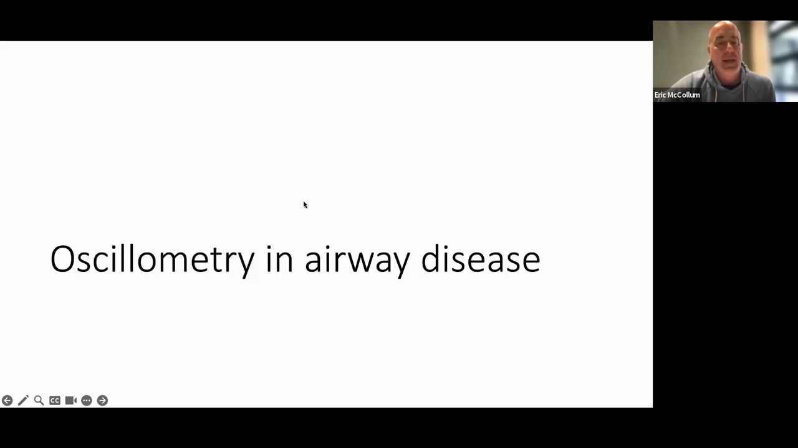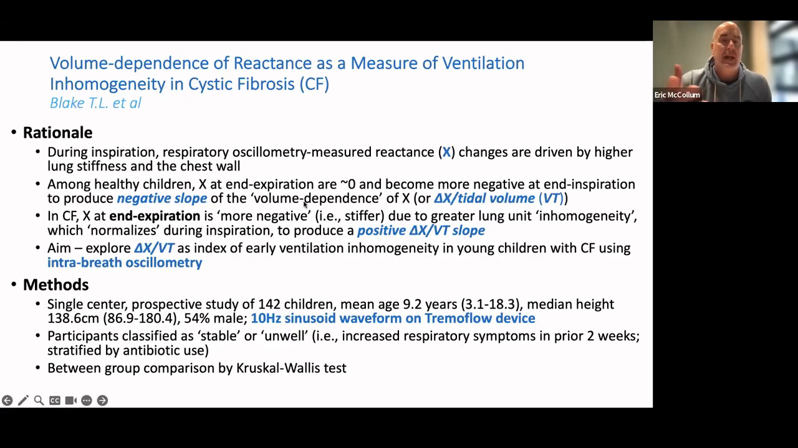All right. So then, oscillometry and airway disease. As I said, this is building on this prior work. This is again a cystic fibrosis patient population, but the title from the Blaken group is volume dependence. So that's the one parameter that I mentioned earlier, of reactance as a measure of ventilation inhomogeneity in cystic fibrosis.